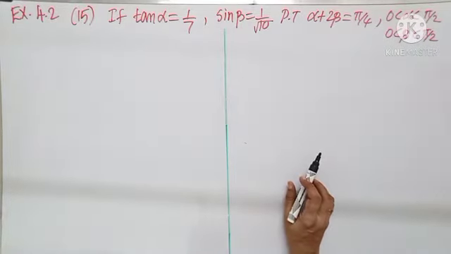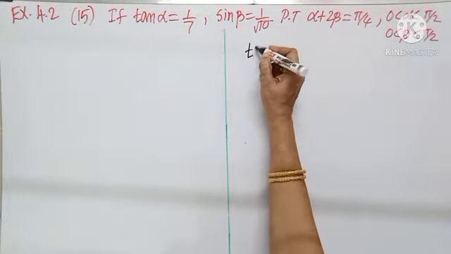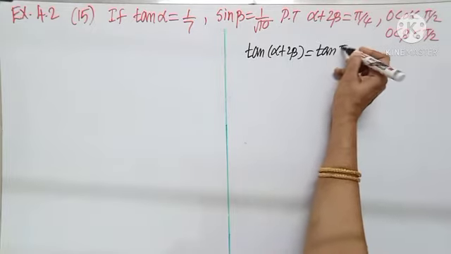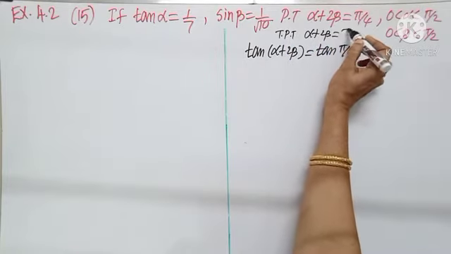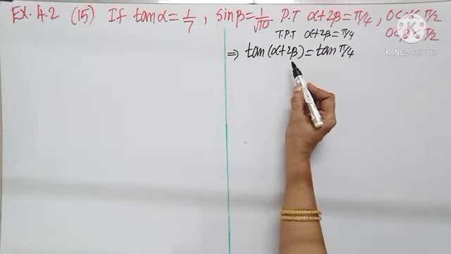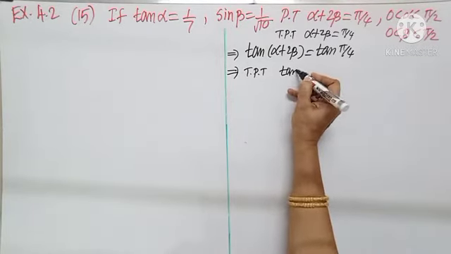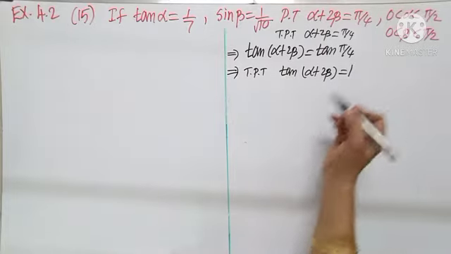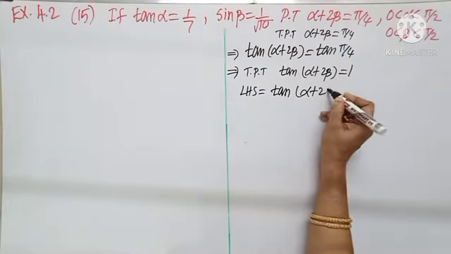So my main idea is to know what is tan of alpha plus 2 beta. To prove that alpha plus 2 beta is pi by 4, we can also show tan of alpha plus 2 beta is tan pi by 4. That is to prove that tan of alpha plus 2 beta equals 1. How to show this? Take LHS. What is LHS? Tan of alpha plus 2 beta.